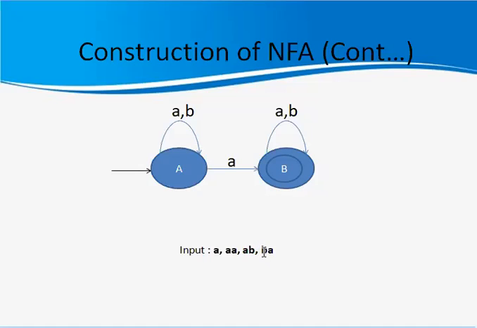Now we will check for the input ba. From initial state A on input b, our next state will be A itself. Now on input small a, our next state will be B, and B is a final state. So we can say our string ba will also be accepted.